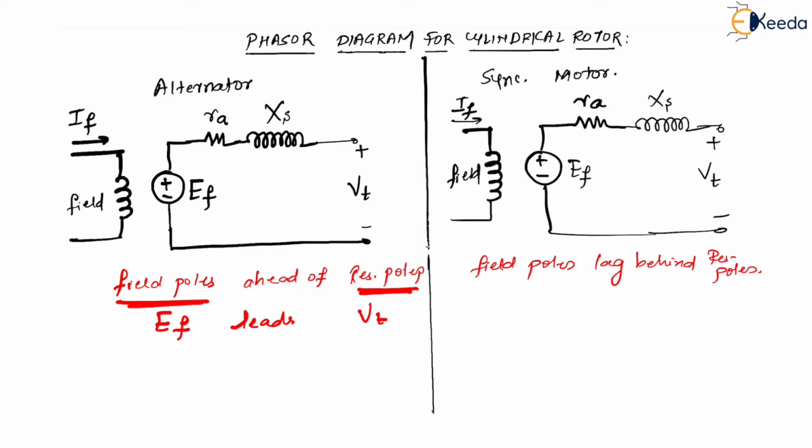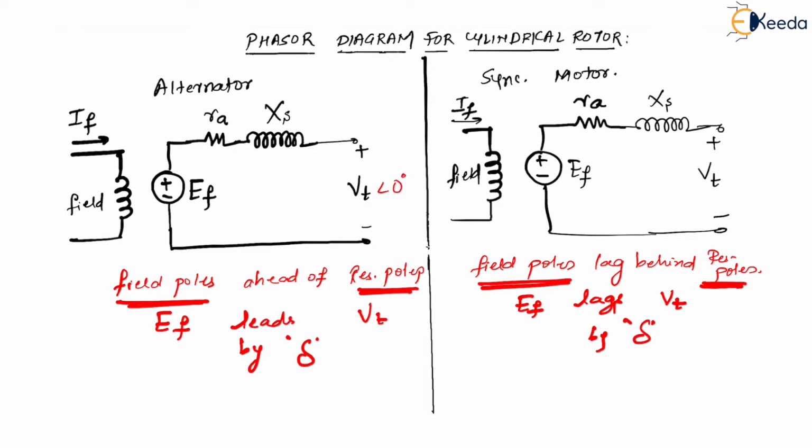Whereas in the motor, since field poles lag, EF always lags the resultant poles, which we have seen is nothing but VT, by an angle of delta. We have already seen that previously. Now, what changes do we have? If you assume VT is at an angle of 0 degrees, then since EF is leading in the alternator, I will write it as EF at an angle of plus delta, because it is leading by an angle delta.